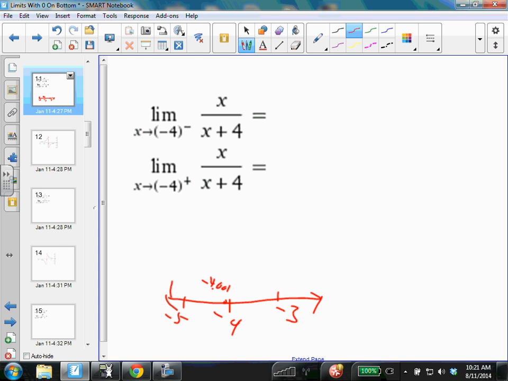So consider the first part right here. If we take negative 4.001 and then add to it 4, what would be left?